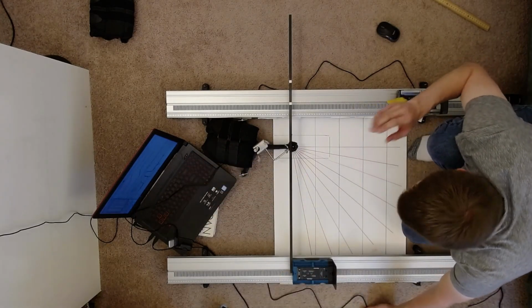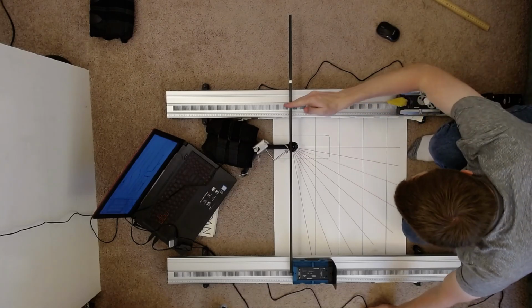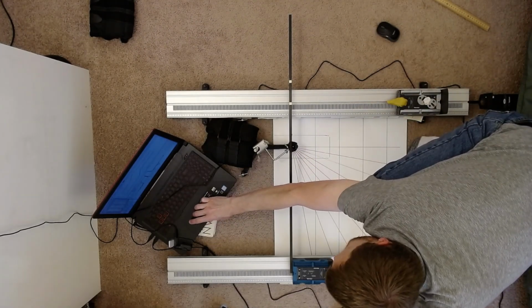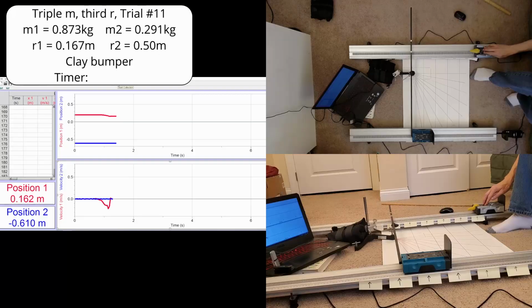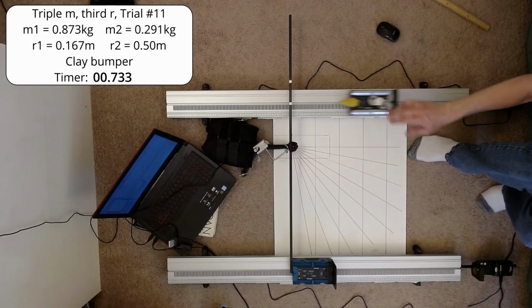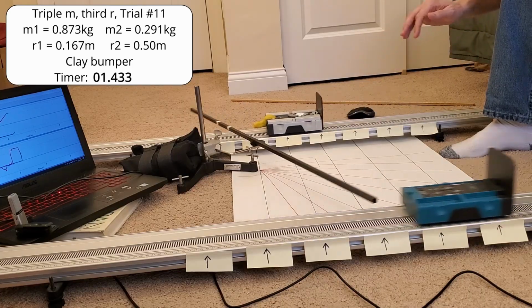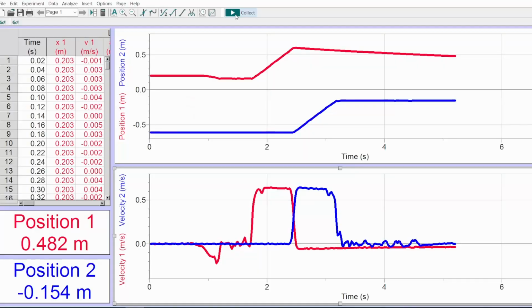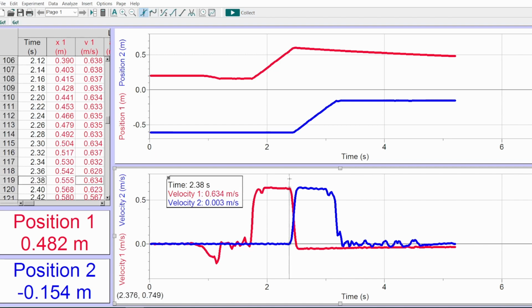Okay, so this is the 3 times the mass, 1/3 the distance, inelastic case, trial number 1, and let's start taking some data. So, for this data run, just before the collision, the velocity is 0.634 meters per second. Just after the collision, cart 1 has a velocity of negative 0.057 meters per second.